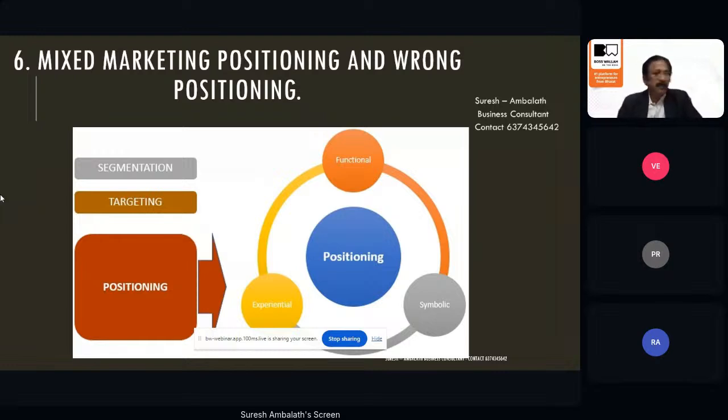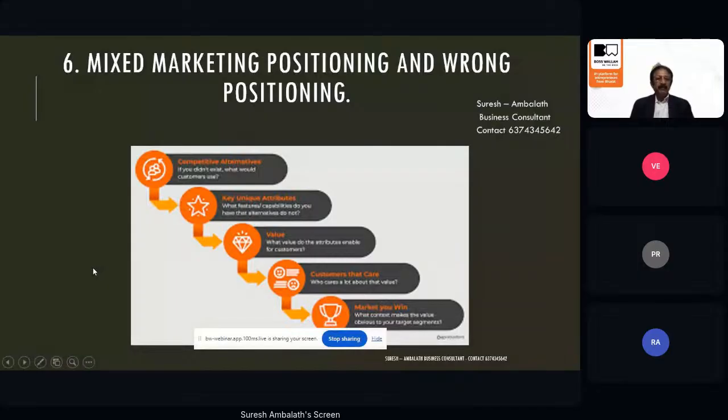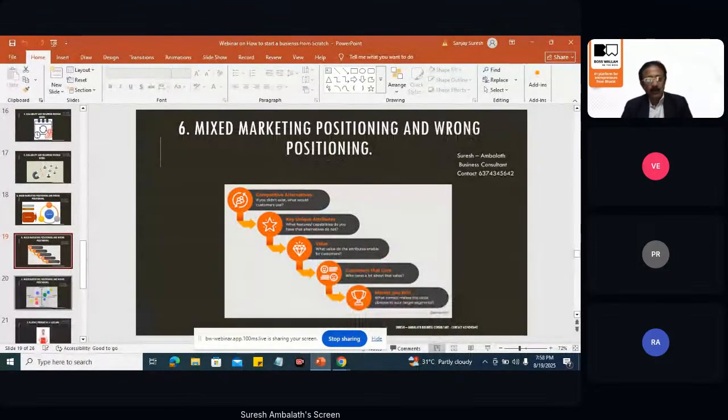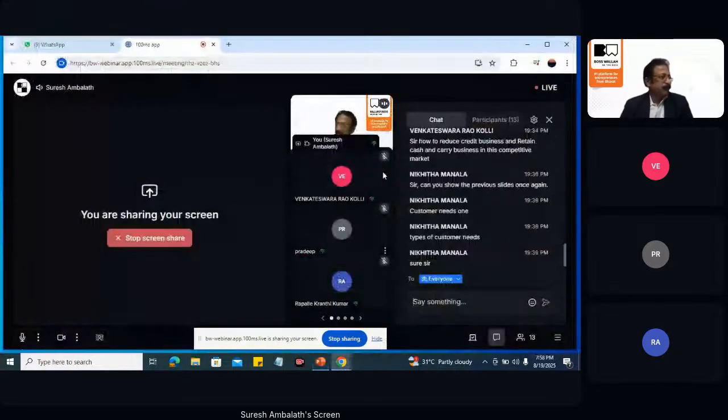In this, the main thing is mixed marketing. Under the heading of mixed marketing, positioning and wrong positioning, the main thing is you have to identify your product. Most businessmen, 90% of them, don't identify their own product. But what is the uniqueness in their product? They say, my product is best, just like that. What is best? They also don't know.